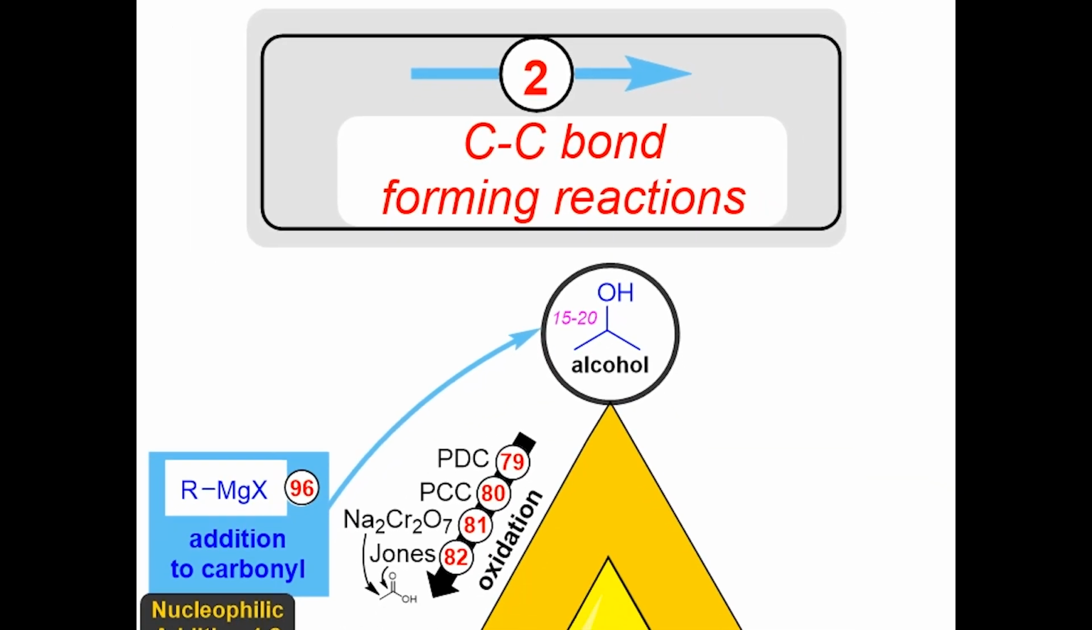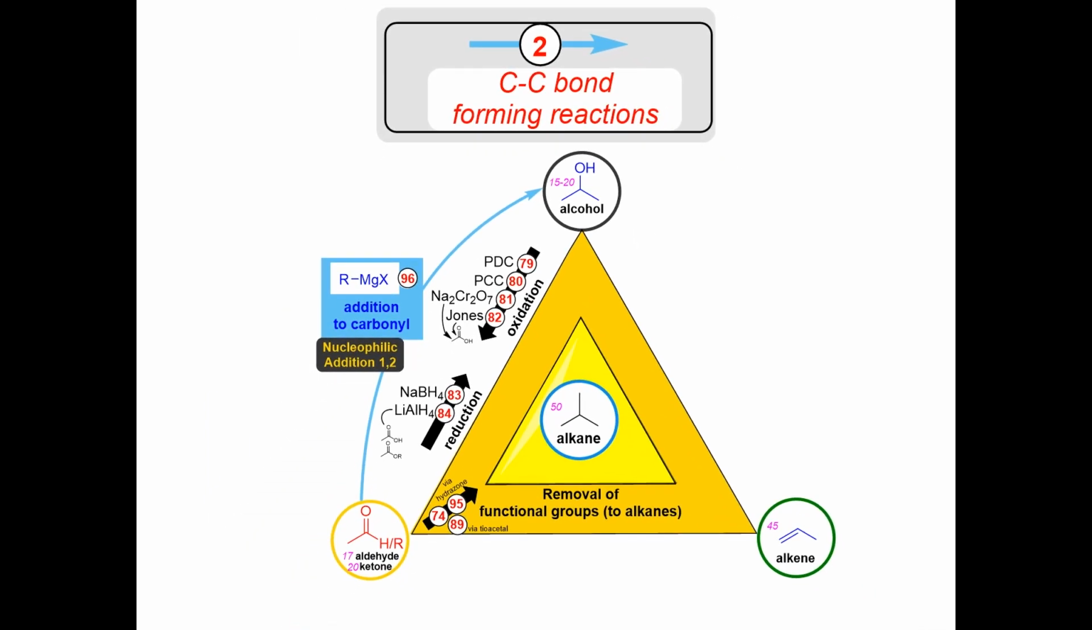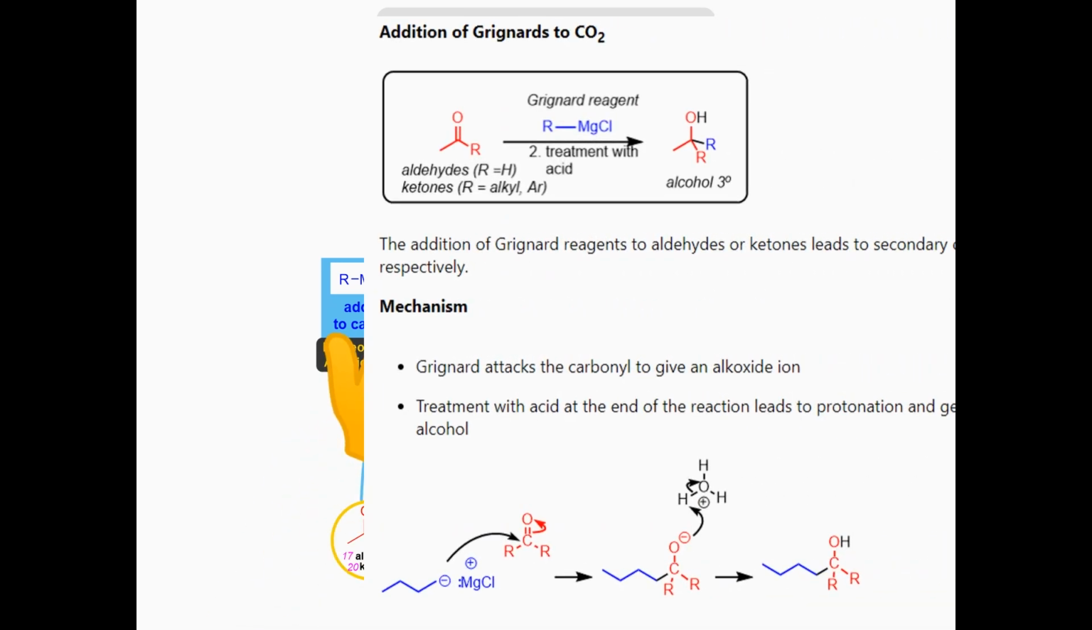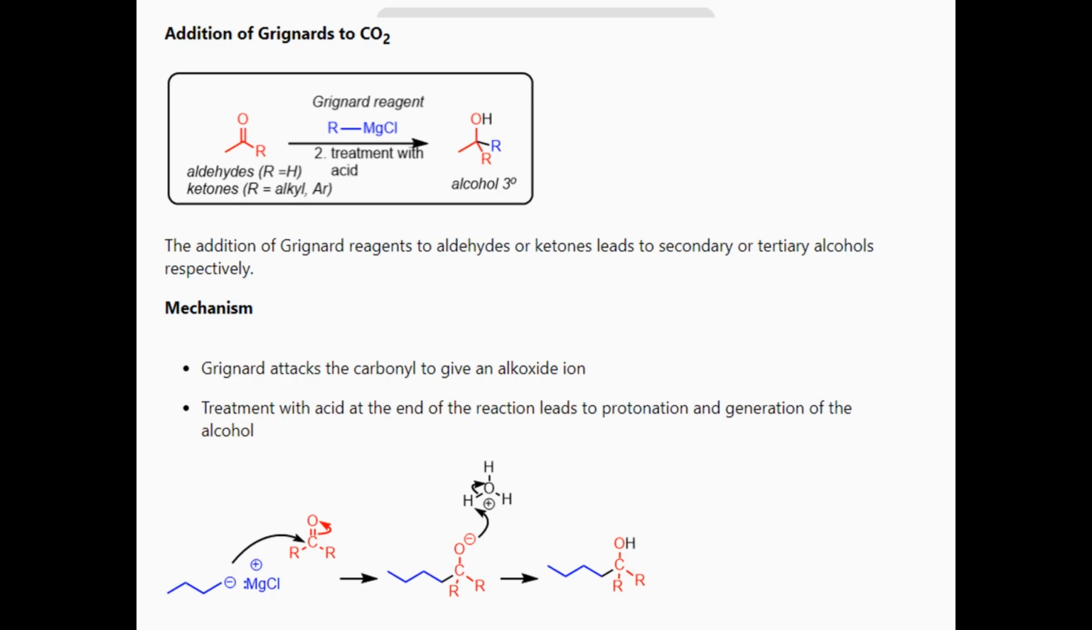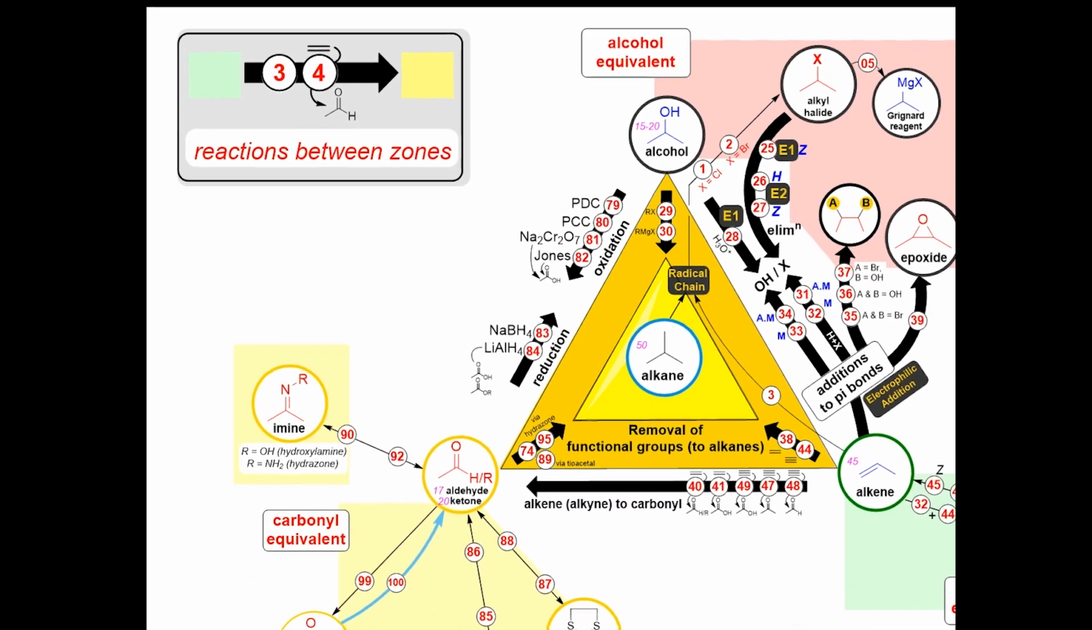Blue lines are used to represent carbon-carbon bond-forming reactions and distinguish them from standard functional group transformations. These reactions are some of the most important in organic chemistry, as we cannot construct the carbon skeletons of molecules without them. Therefore, when the number of carbon atoms in a molecule increases, we must incorporate a blue arrow in our proposed synthetic route. Finally, the thick black arrows represent reactions between functional groups from the different zones.